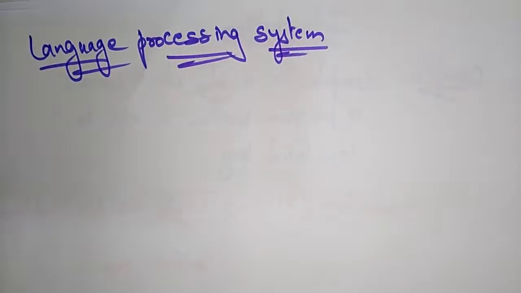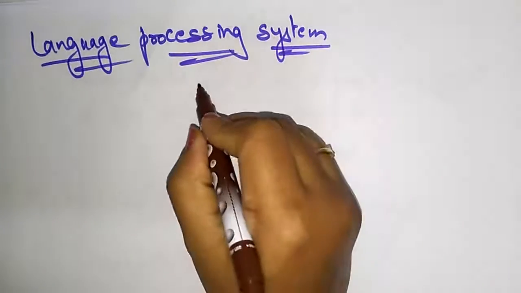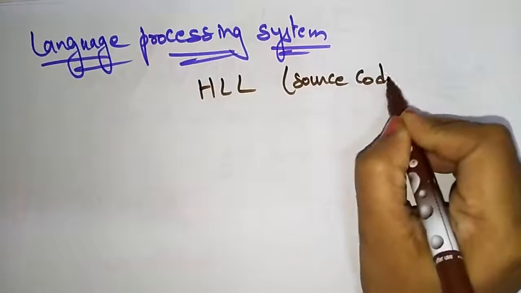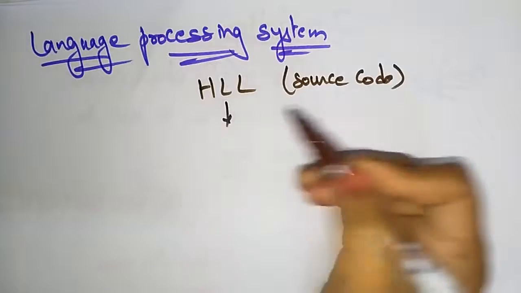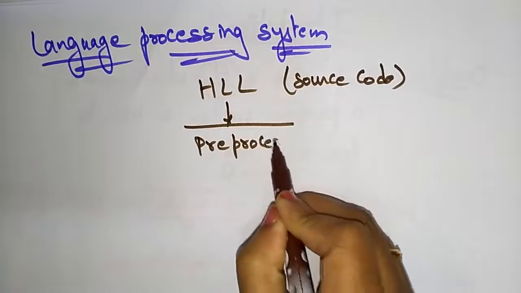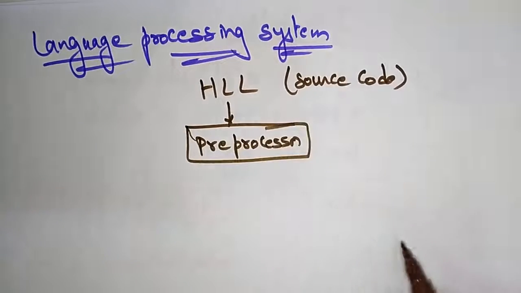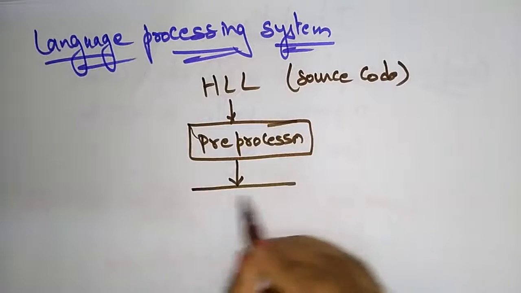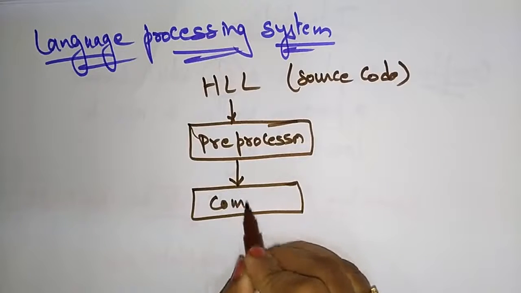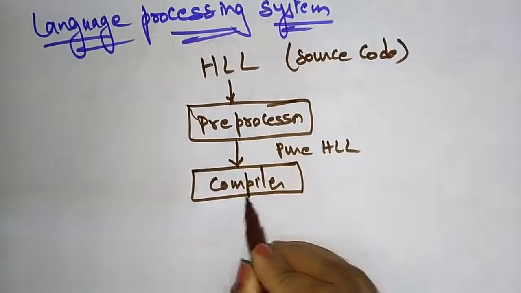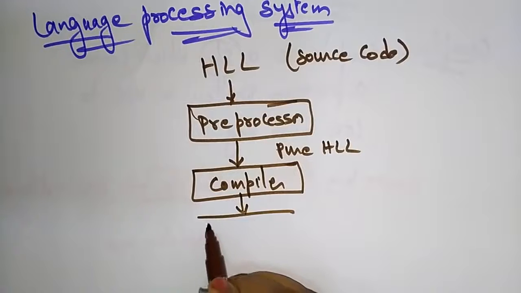So here we are drawing the language processing system. First let's take the source code, that is in high level language. This high level language source code is given to the preprocessor. These are the different stages in the language processing system. This preprocessor is connected to the compiler, which gives pure high level language code, and then an assembler.